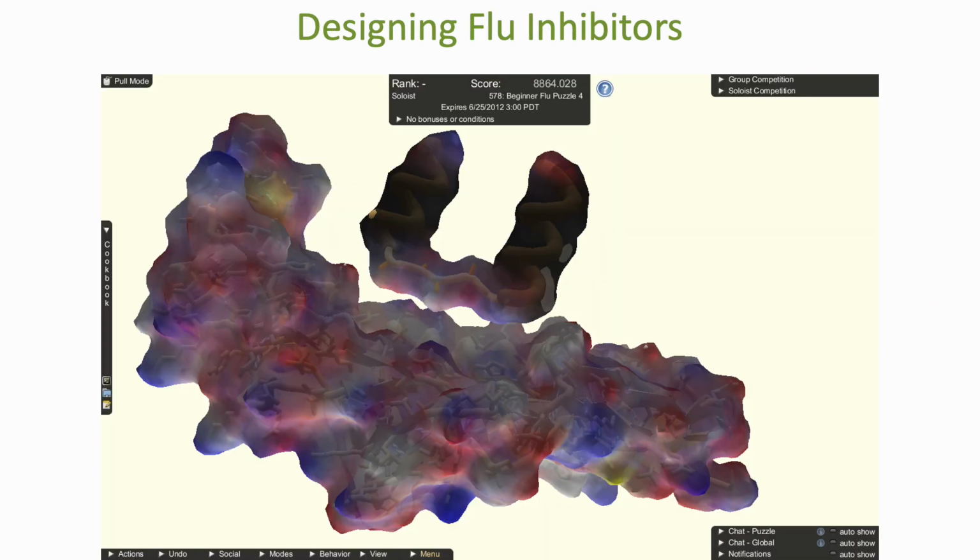But it's not just COVID. Our players focus on many different things. They've tackled influenza by attempting to design flu inhibitors. So this is a part of hemagglutinin, which is a somewhat conserved section of the flu, because as we all know, the flu likes to mutate all the time, which makes it very hard to design something to block. But this region here has a little less mutations there. So they're targeting that region.